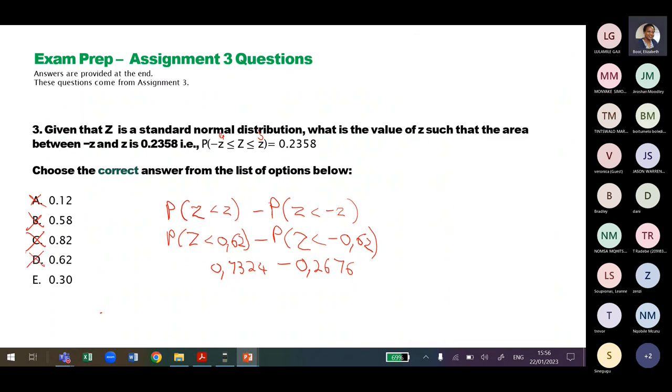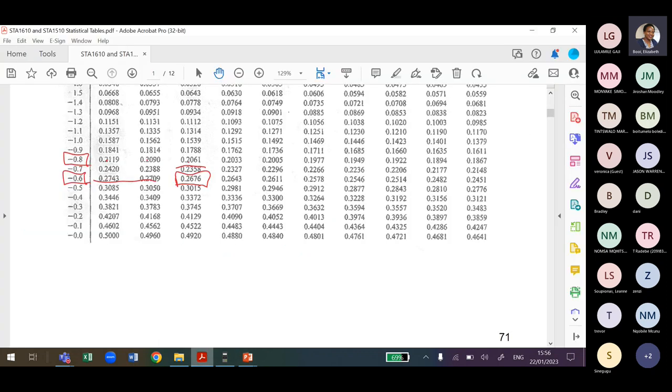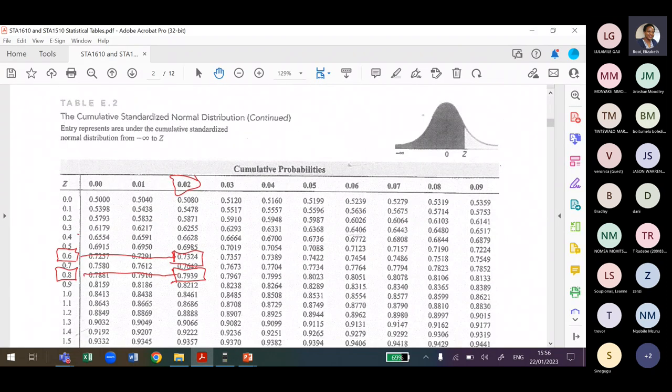Right. The last one. I hope this was the correct option that they gave, because the last one, if it's not correct, then it means they didn't give us the correct option. Okay, so let's see. The 0.30 and minus 0.30. So we go to the positive side and look for 0.30, which is 0.6179.